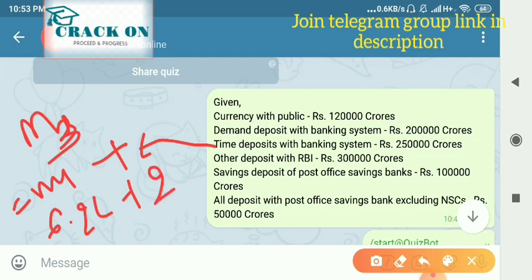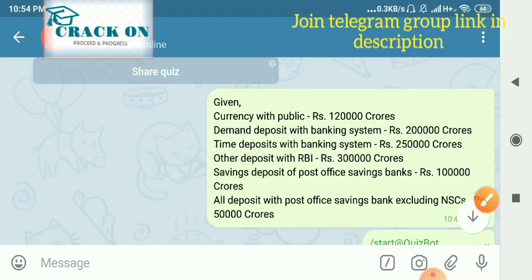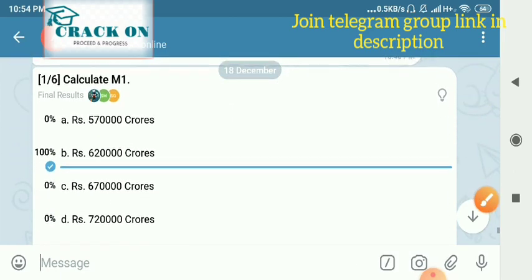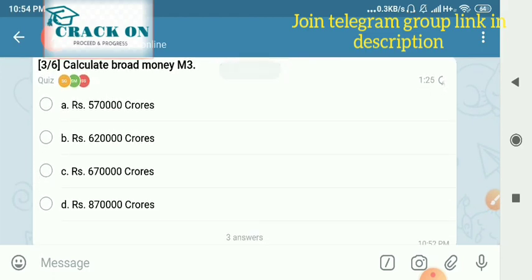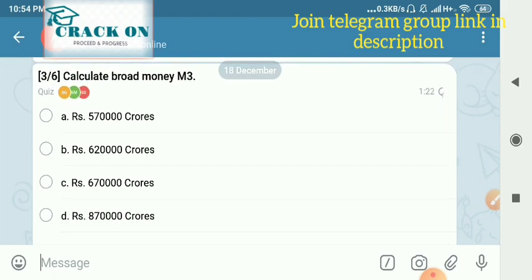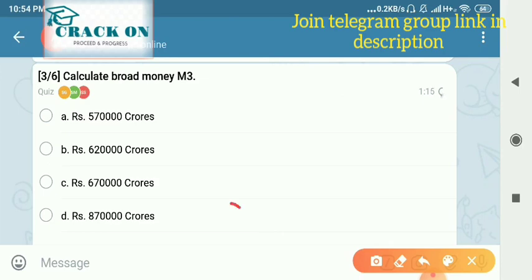So that will be 2.5 lakhs, right? So the answer will be 8.7 lakhs, as we have already calculated. So the answer will be 8.7 lakh crore.